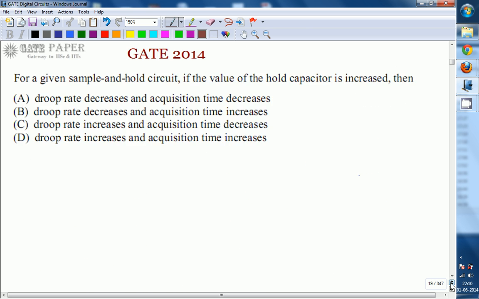Now we will see the correct answer. For a given sample and hold circuit, if the value of the hold capacitor is increased, then droop rate decreases and acquisition time increases. The right answer is B.